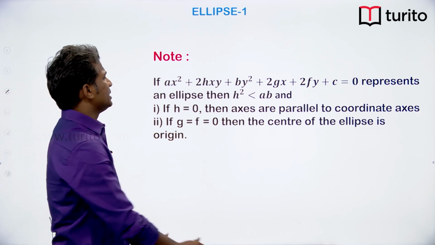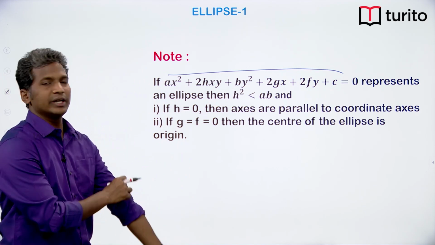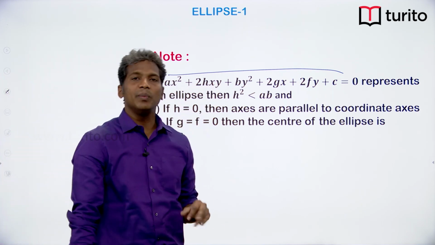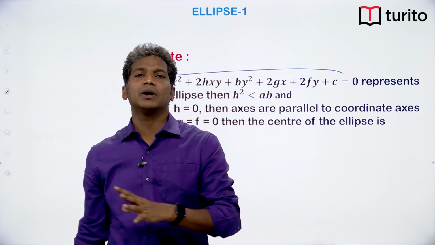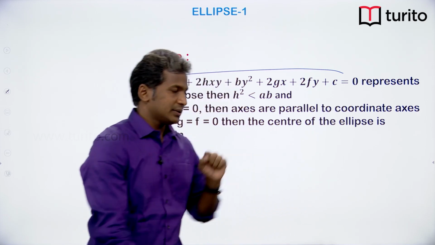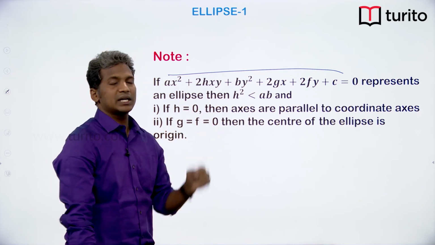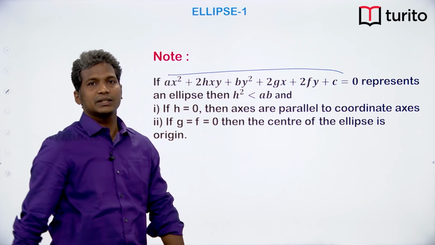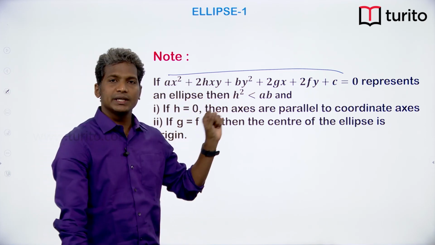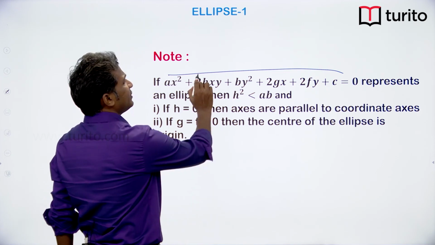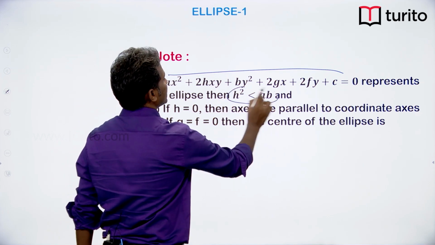Okay, so now this equation is called the general equation of second degree in two variables. Now this equation may represent a pair of straight lines, circles, ellipse, parabola, hyperbola or anything, but it will represent an ellipse if this condition is satisfied and also another condition is satisfied. So here it is a two-way statement. So if this is representing an ellipse, then this condition must be satisfied.